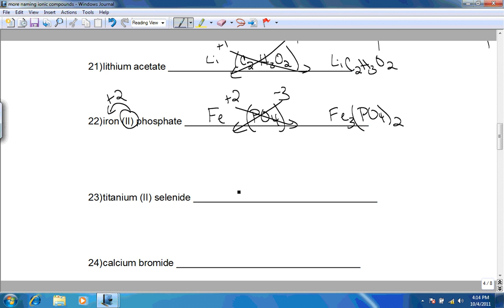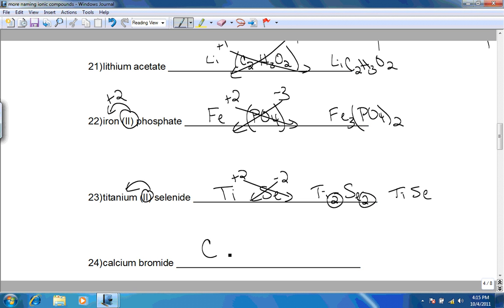Titanium selenide. Titanium is Ti. Selenide is Se. This 2 means that the titanium is a +2. And selenium is a -2. Crisscross, and that becomes Ti2Se2. Notice that these are both divisible by the number 2, so we can reduce it to become TiSe.